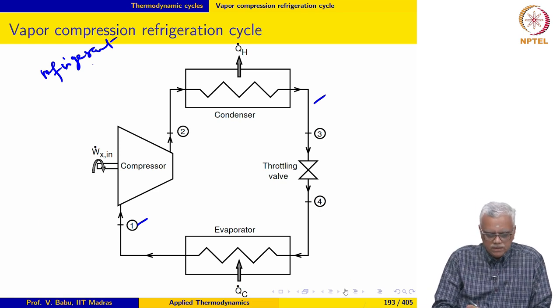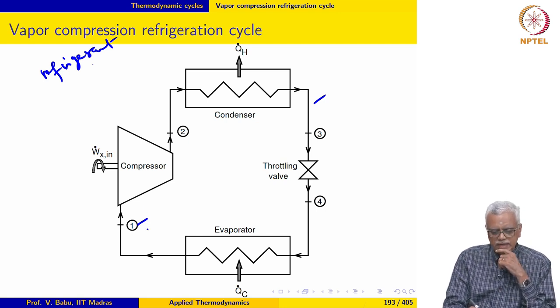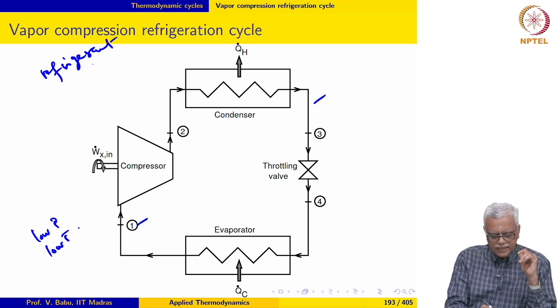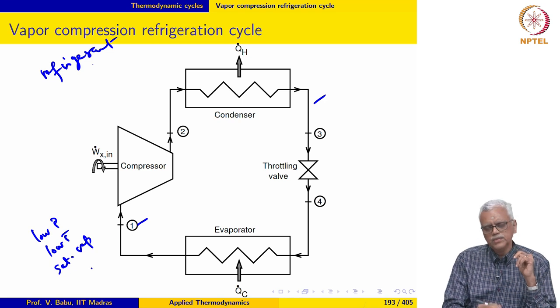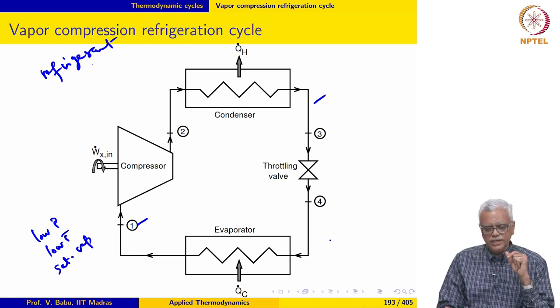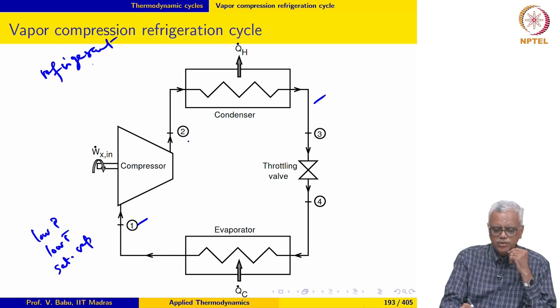Okay, so let us start with state one. State one is entry to the compressor. Here the working substance is at low pressure and relatively low temperature, and it can be a saturated vapor or slightly superheated also. It does not matter, let us write it down as saturated vapor. So, that is the thermodynamic state at state 1. The refrigerant then enters the compressor, where it is compressed to high pressure, high temperature and superheated.